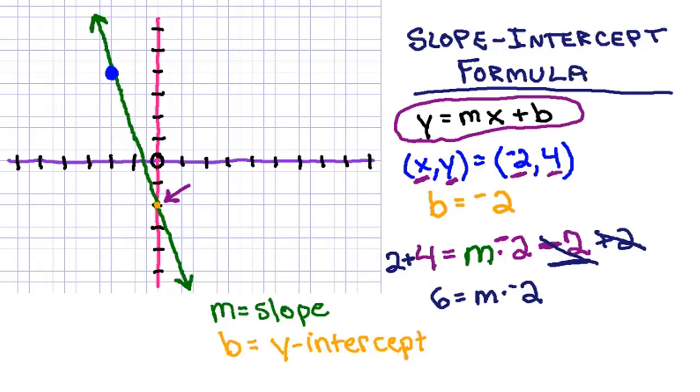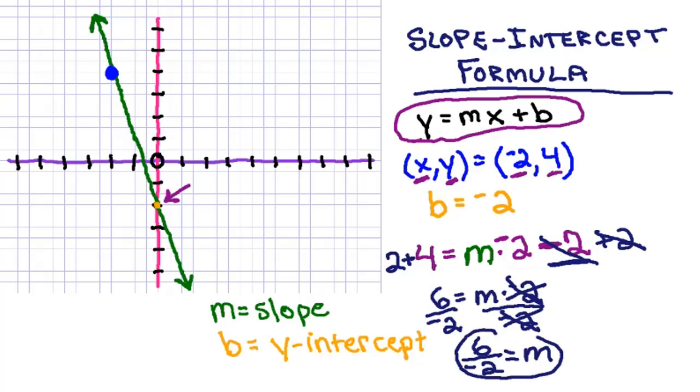If we want to get rid of this negative 2 times the m, we need to divide both sides by negative 2. So this negative 2 and that negative 2 cancel each other out. Now we have 6 over negative 2 equals m. That's the slope. And of course we can reduce this 6 over negative 2 into 3 over negative 1 equals m. It's the same thing.